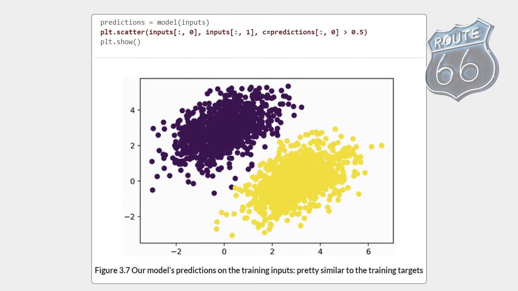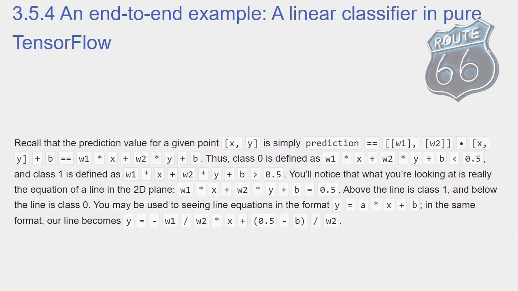See Figure 3.7. Recall that the prediction value for a given point (x, y) is simply prediction = [w1, w2] dot [x, y] + b = w1 * x + w2 * y + b. Thus, class 0 is defined as w1 * x + w2 * y + b less than 0.5, and class 1 is defined as w1 * x + w2 * y + b greater than 0.5.